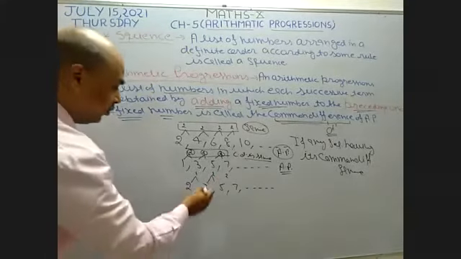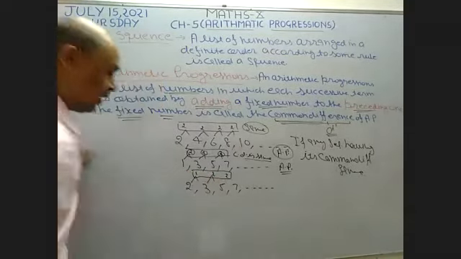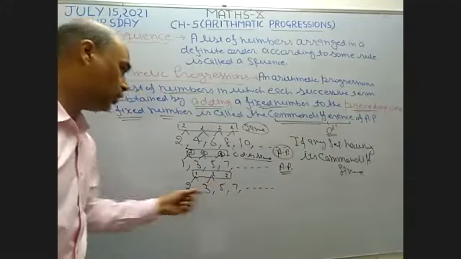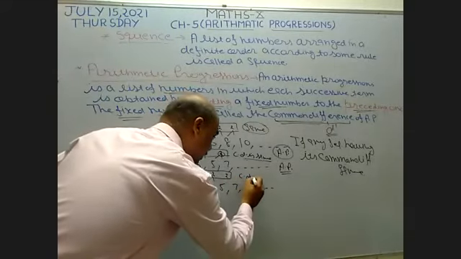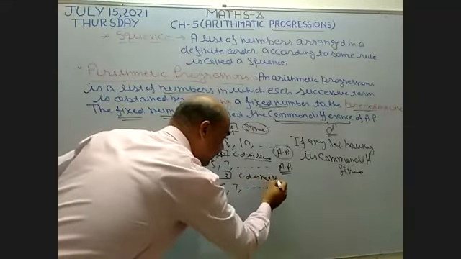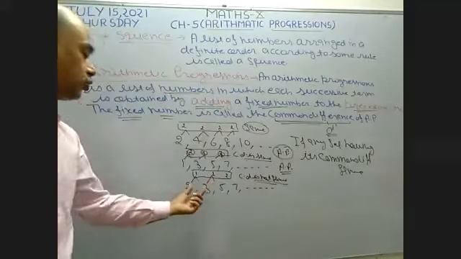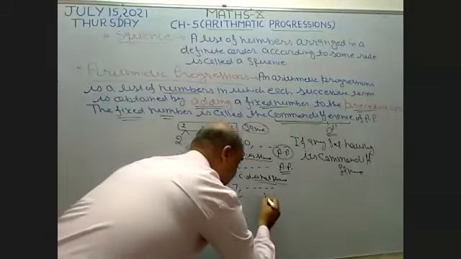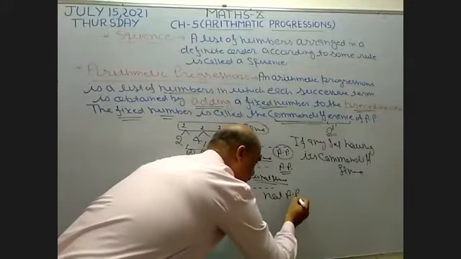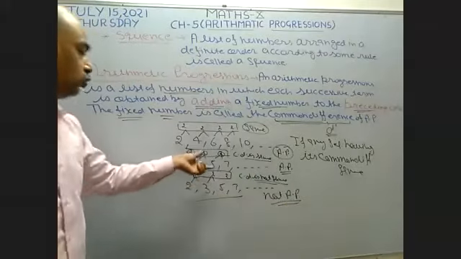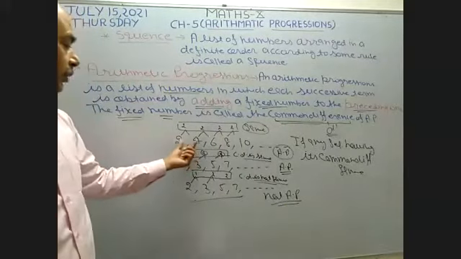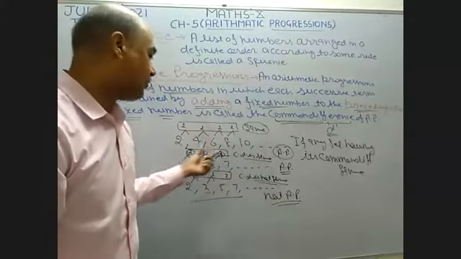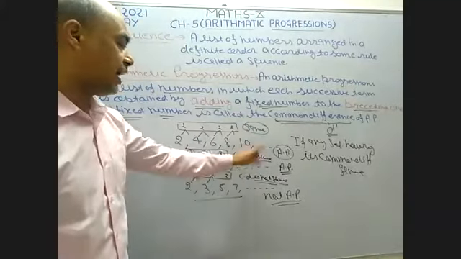Now see, the common difference is not the same. Here the difference of the first two numbers is 1, and the difference of the next two numbers is 2 and 2. So the common difference is not the same. If any sequence's common difference is not the same, therefore it is not an AP. This is not an arithmetic progression. These two sequences are arithmetic progressions because the difference between their terms is the same.